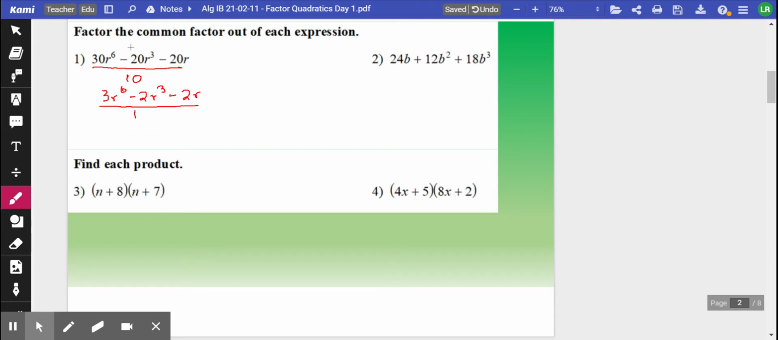Now you're looking at your variables, and the smallest one is r to the first. So that means I can divide out an r. So let's go ahead and divide that.